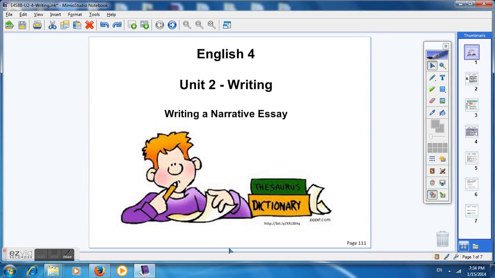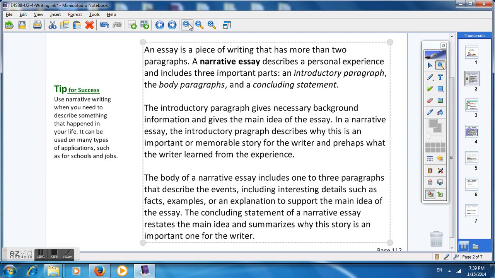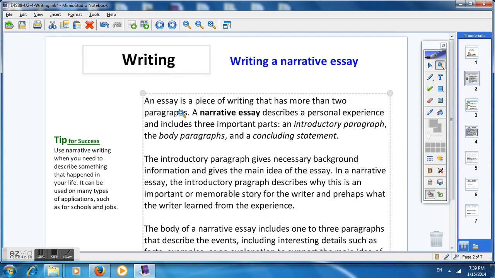Good morning. This is English 4, Section 88, Unit 2, Writing. Writing a narrative essay. That is on page 111. Writing a narrative essay. An essay is a piece of writing that has more than two paragraphs.